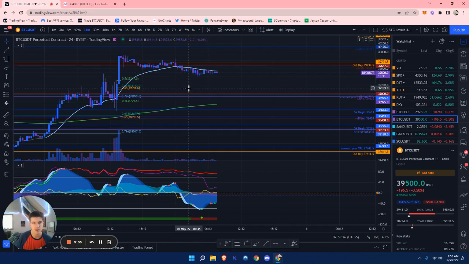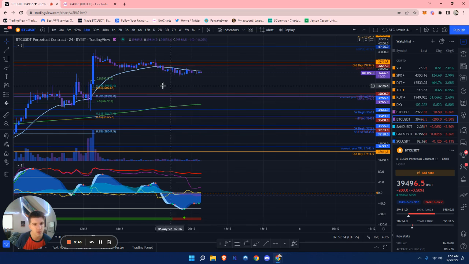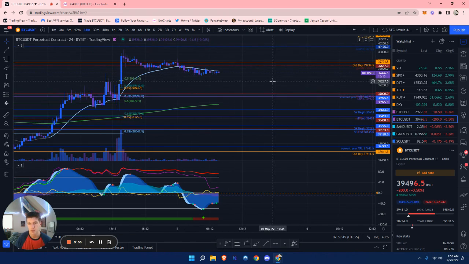Anyways, just on the way down, we are approaching a local golden pocket at around 39,140. I personally wouldn't long until we come down to these supports, really. Right now, we're just kind of going sideways downwards slowly.